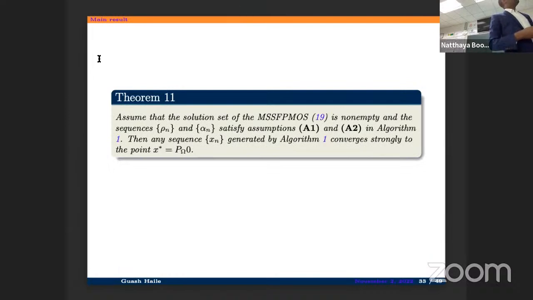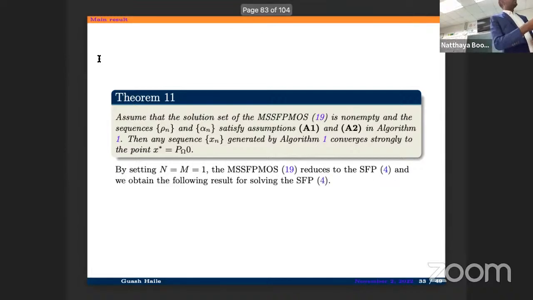So this is the main result, Theorem 11. Assume that the solution set of the multiple-set split feasibility problem with multiple output sets is non-empty, and the sequences rho_n and alpha_n satisfy assumptions A1 and A2 in algorithm 1. Then any sequence xn generated by algorithm 1 converges strongly to the point x star, which is the projection of this point onto Omega.